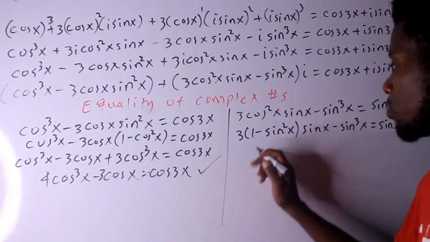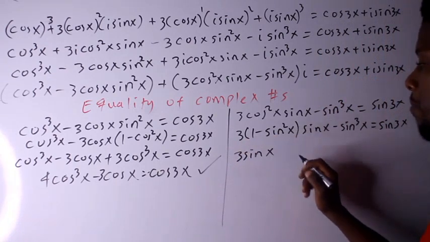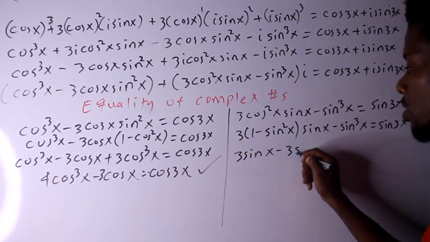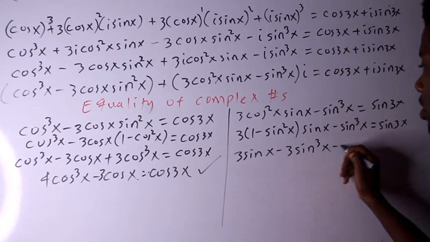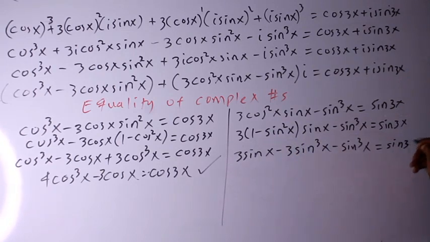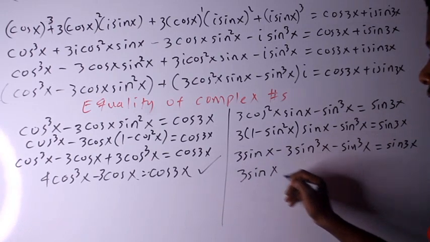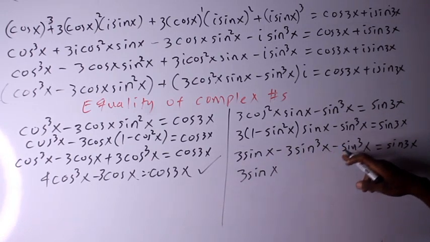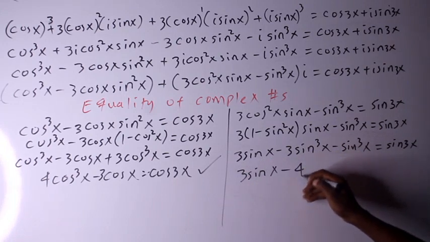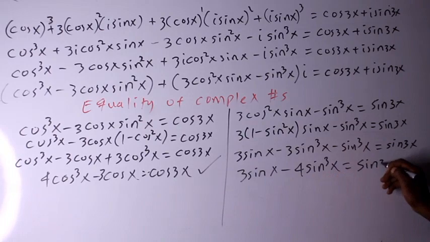3 sine x times 1 is 3 sine x. And then 3 sine x times minus sine square x is minus 3 sine cube x. Minus sine cube x is equal to sine 3x. And this will just remain as 3 sine x, minus 3 sine cube x minus sine cube x is minus 4 sine cube x. And this will be equal to sine 3x.